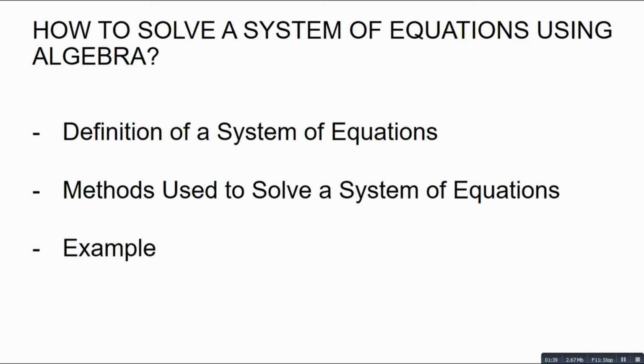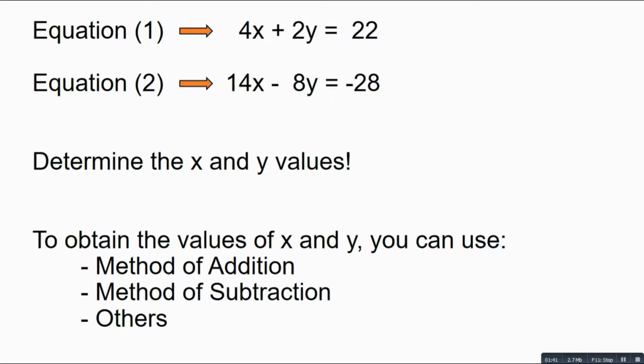So what is the definition of a system of equations? At the top of the screen, you see equation 1, 4x plus 2y is equal to 22, and equation 2, 14x minus 8y is equal to negative 28. So here you see two equations in two variables, x and y. This is a system of equations.